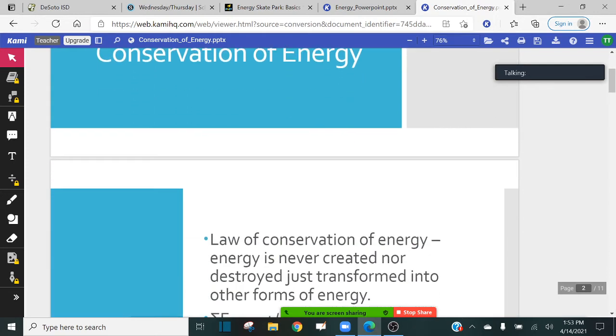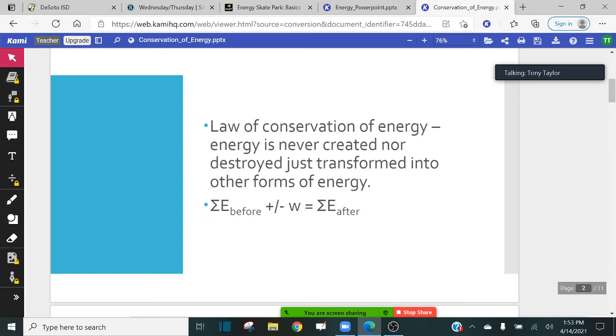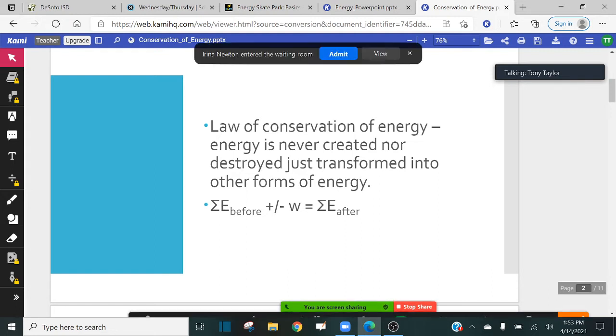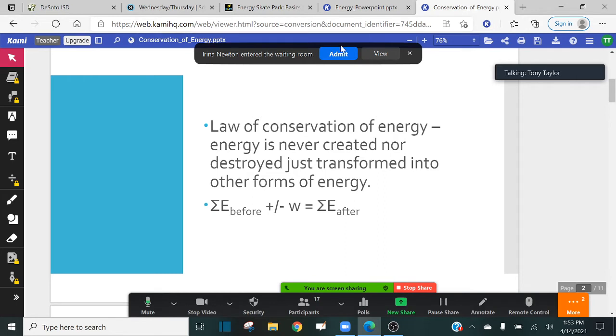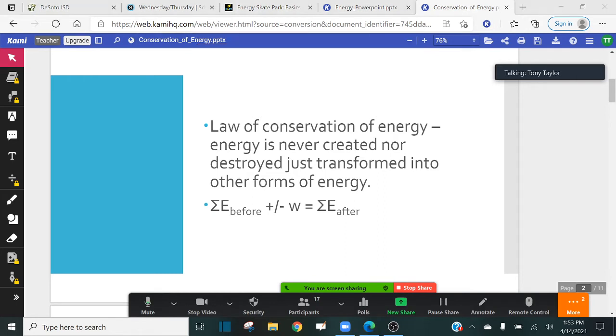Okay, so conservation of energy. The law of conservation of energy states that energy is never created nor destroyed, just transformed into other forms of energy. Okay, so guys, please remember this. It turns out that the total energy in the universe remains conserved. In other words, it remains constant.